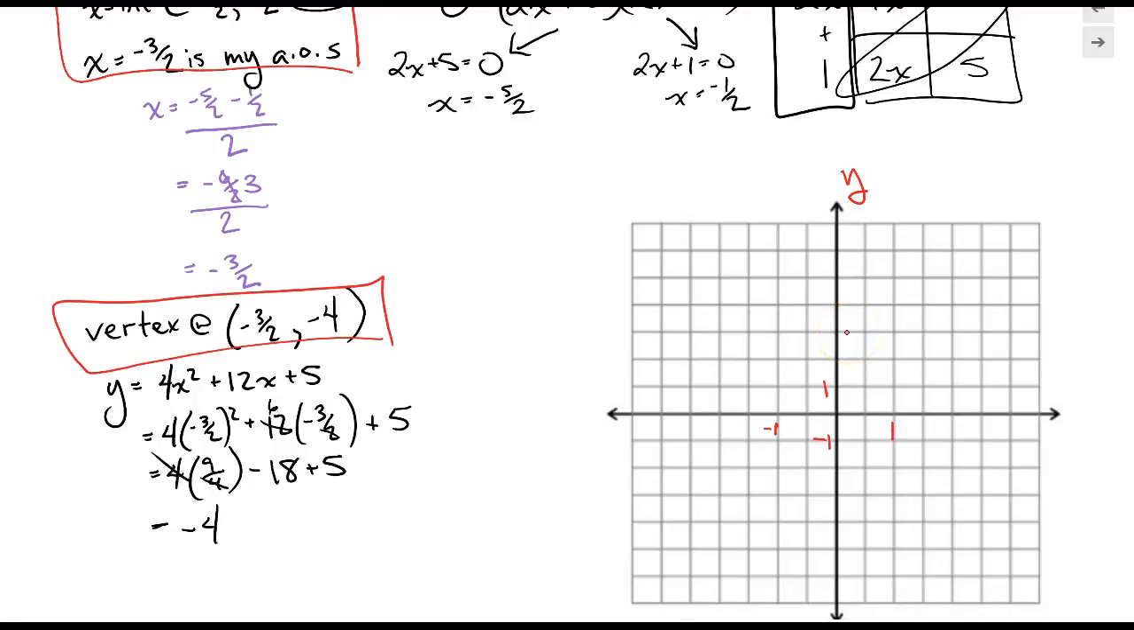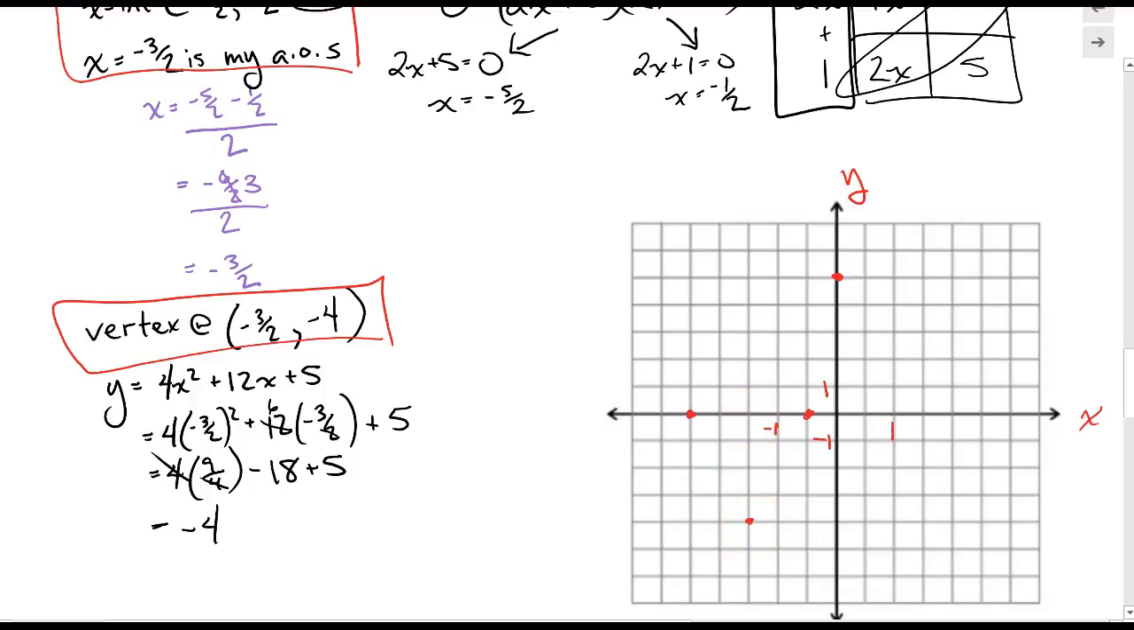Now it's just a matter of plotting our points. So my y-intercept is at +5: 1, 2, 3, 4, 5. And I have to name this axis. My x-intercepts are at -5 halves and -1/2. So -1/2 is easy enough to find. -5 halves, so that's 1, 2, 3, 4, 5 halves. Alternately, you could have figured out that that's the same thing as 2.5 and gone to that value as well, whichever way you want to think about it. And then we know that our vertex is at -3 halves, exactly halfway between them, or -1.5 if you want to think about it that way, and at -4.